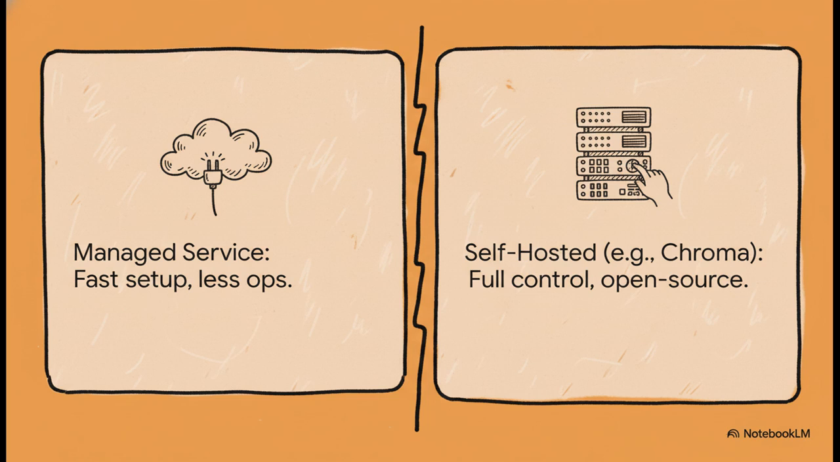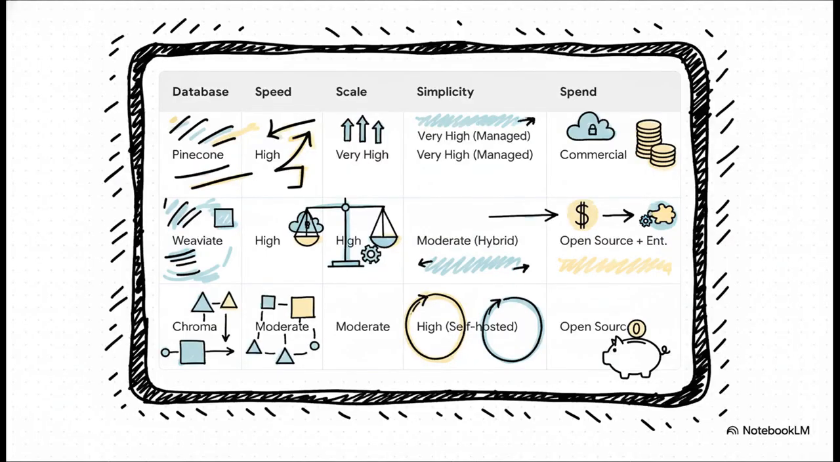It's a spectrum. On one end, you've got the fully managed services, like a Pinecone. These are incredible for getting started fast with way less operational pain. On the other end of the spectrum, you have these self-hosted open source options, like Chroma. These give you absolute control, total flexibility, but you're the one who has to manage it all. So let's see how this plays out in the real world with a few of the big players.